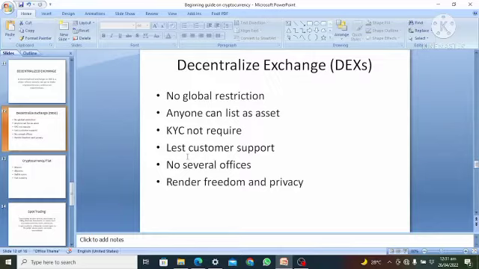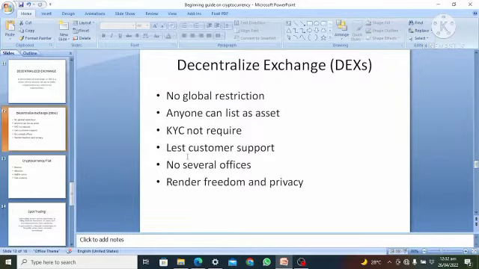The next one: no several offices. It's very difficult to hear that this is a decentralized office. Then it renders freedom and privacy. So if you're thinking about your privacy, this is where to be in decentralized exchange. You can go to that place and do your transactions, which is very easy.